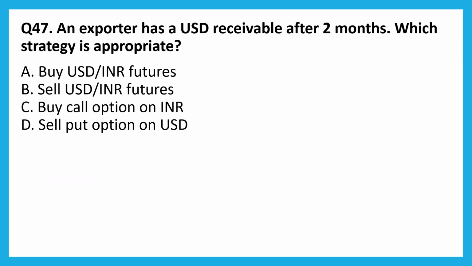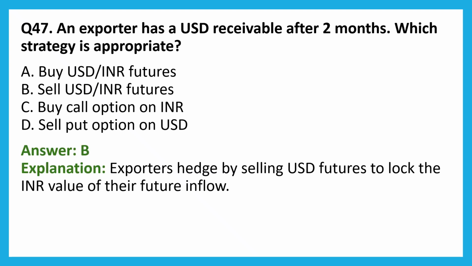Next question. An exporter has a USD receivable after 2 months. Which strategy is appropriate? Option A. Buy USD INR futures. Option B. Sell USD INR futures. Option C. Buy call option on INR. And option D. Sell put option on USD. Correct answer is option B. Exporters hedge by selling US dollar futures to lock the INR value of their future inflow.